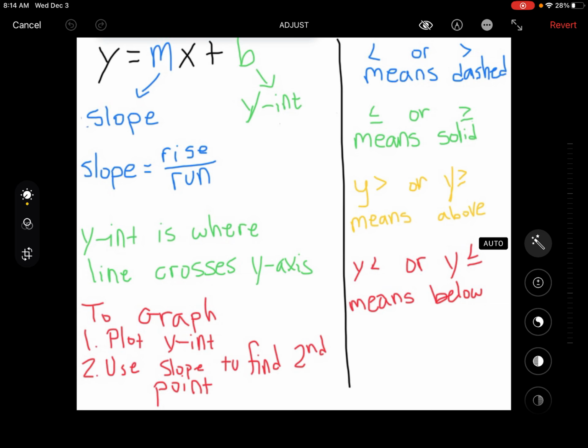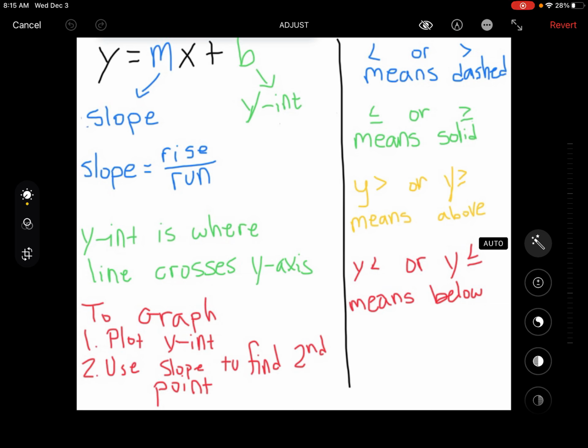On the left side, it's just slope-intercept form. M is the slope, B is the y-intercept. We get the slope with rise and run. These are all things that we've done plenty of times, but it's just there as a reminder, if you forgot any of that. At the bottom, for this assignment, we're going to be graphing. Remember that if we have slope-intercept form and we want to graph, it's mainly just 2 steps. You start with the y-intercept because it's the easier thing to do, and then you use your slope to get a second point.